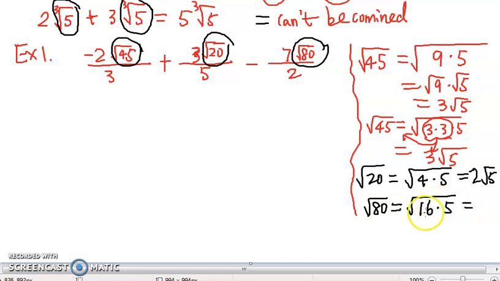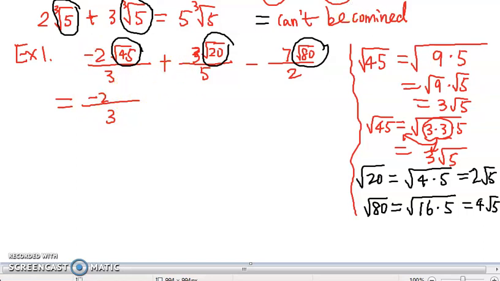So the square root of AD equals the square root of 16 times 5, and the square root of 16 is 4. So we got 4 square root of 5. Now what I'm going to do next is replace all these radicals. By the way, all the other fractions don't change. For example, there's a negative 2/3.